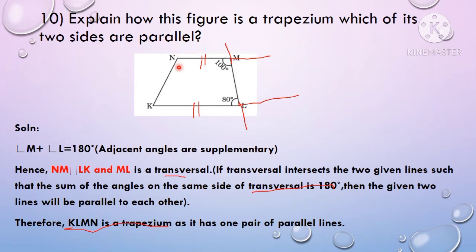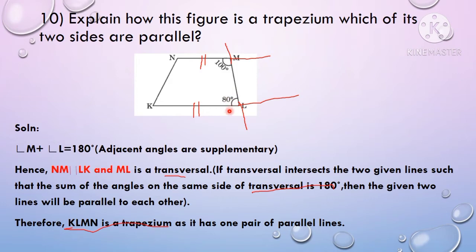So look here. KLMN is a trapezium, and here what are the sides parallel? Opposite sides are parallel, right? So NM and KL are parallel. We can take NM and KL as parallel. Before that, can you see some angles they have given? Angle M and angle L. What are the measurements given here? 100 degree and 80 degree.